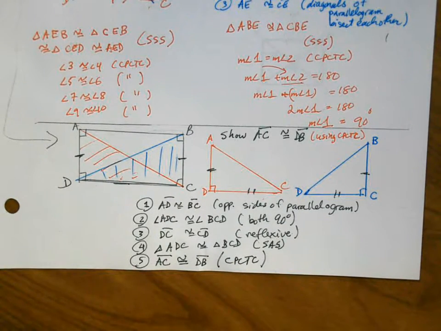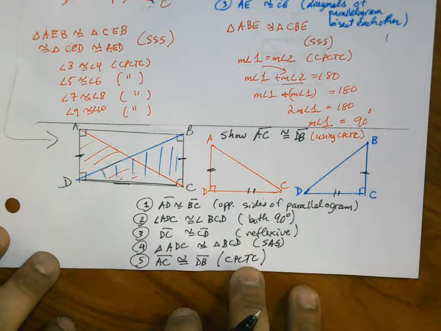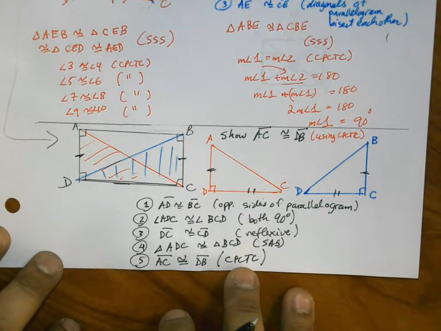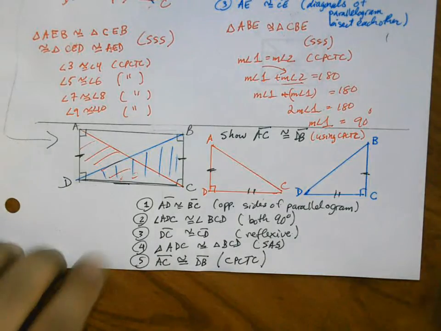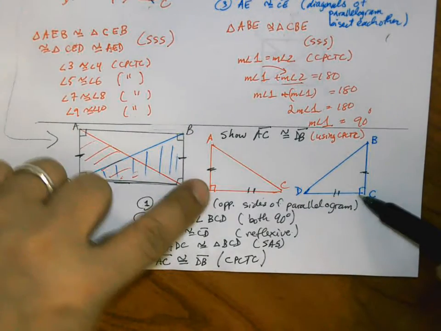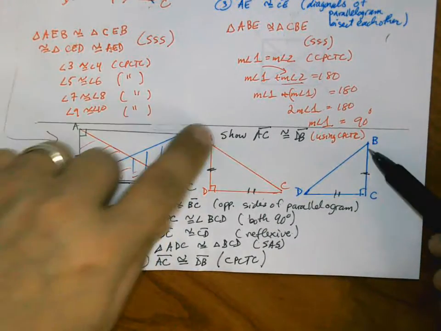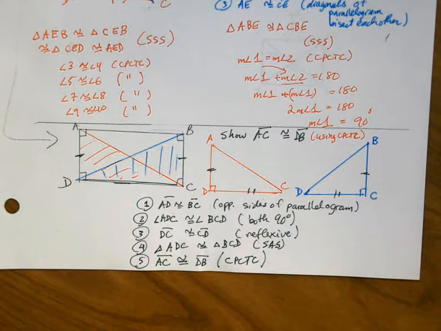That completes the proof. Now, this is not the only way to do this. You can certainly also prove this using the Pythagorean theorem. If you notice that the legs here are the same of a right triangle, so therefore the hypotenuse, the hypotenuses or the hypotenusae must also be the same.